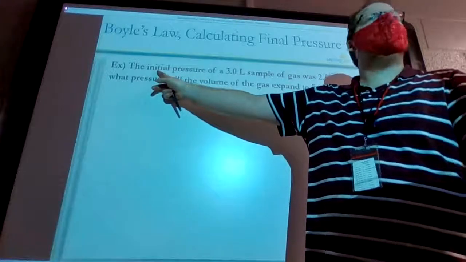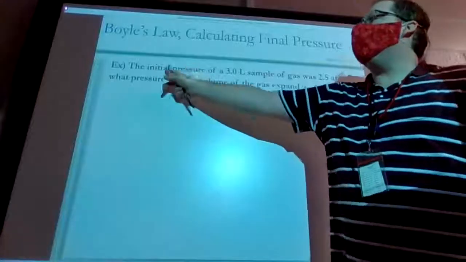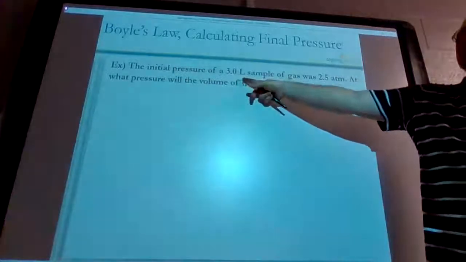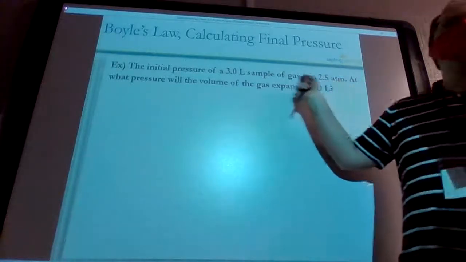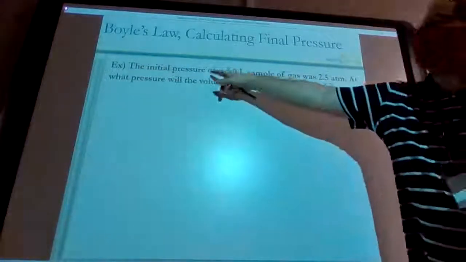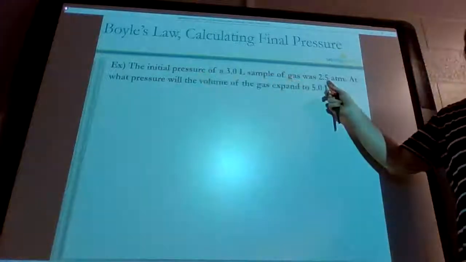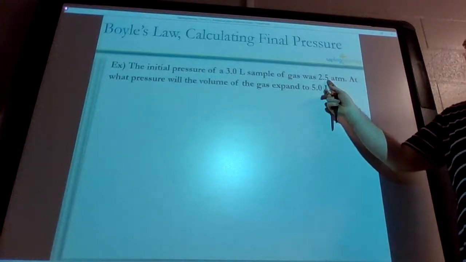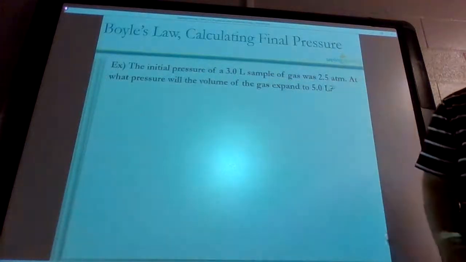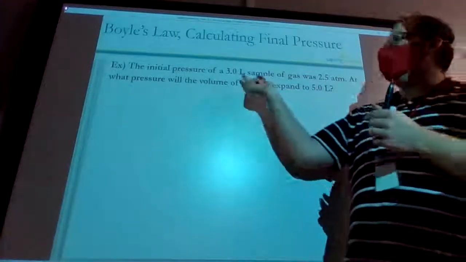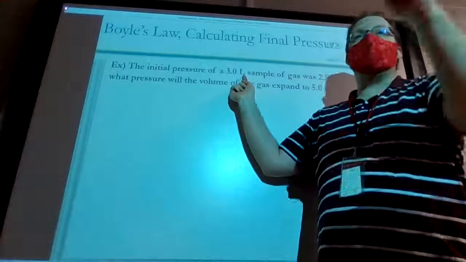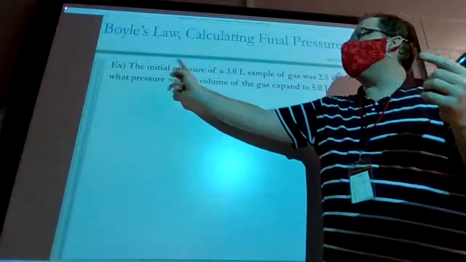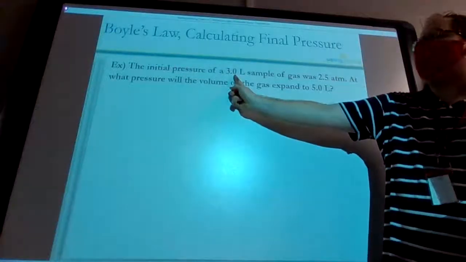Everybody make sure you're paying attention, heads up, looking at the board. P1 is 3.0 liters. Sample of gas was at 2.5 atmospheres. So if it's in the same sentence as my P1, I can assume this is what as my, oh wait, never mind. Let's read this again. What is this number right here? What's the unit? Liters, which is volume. So this is actually my V1 right here.